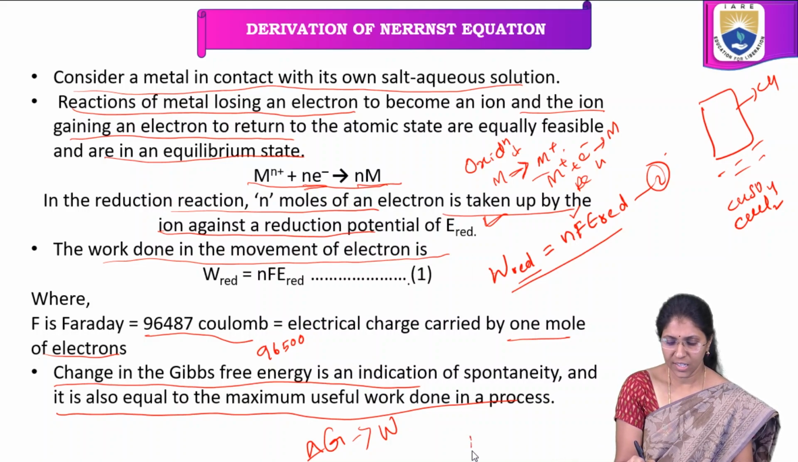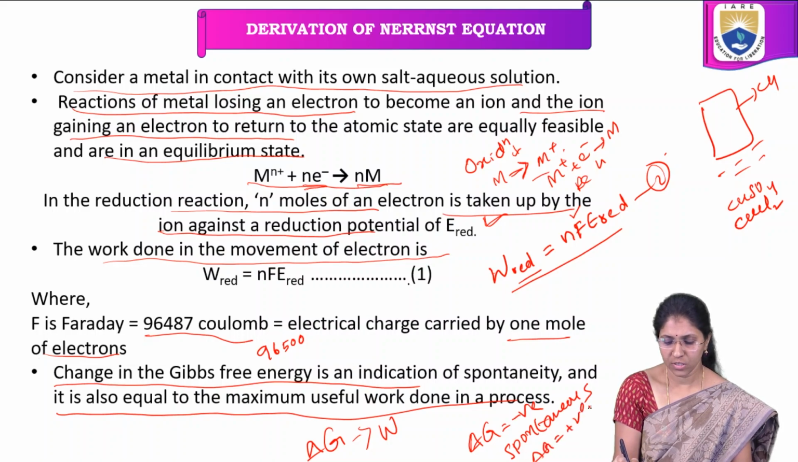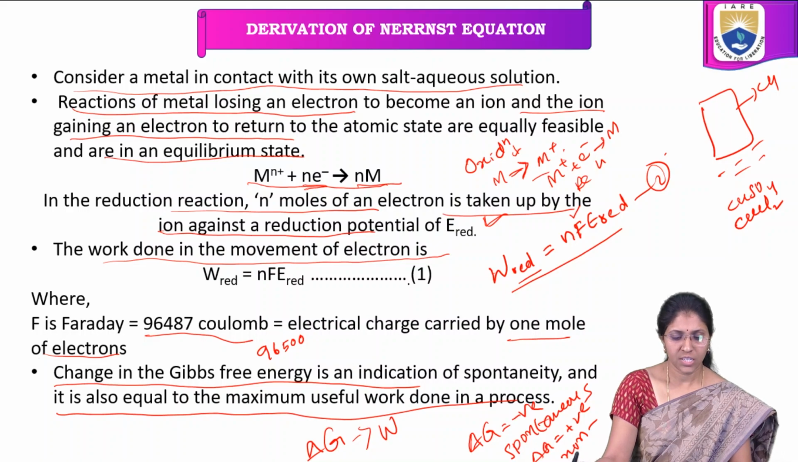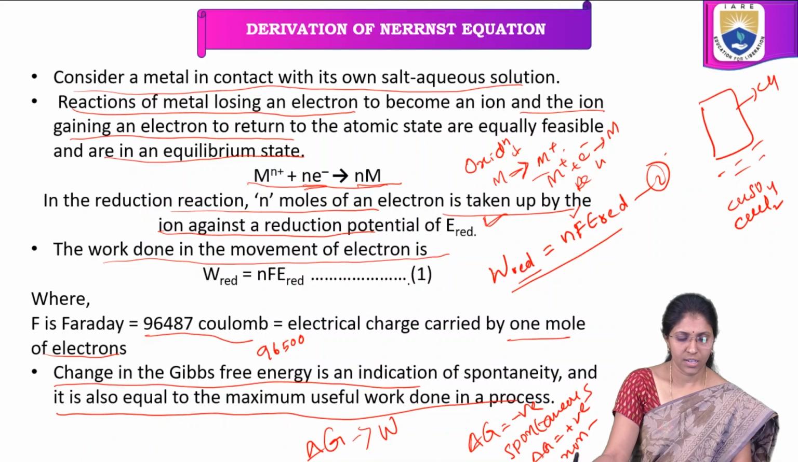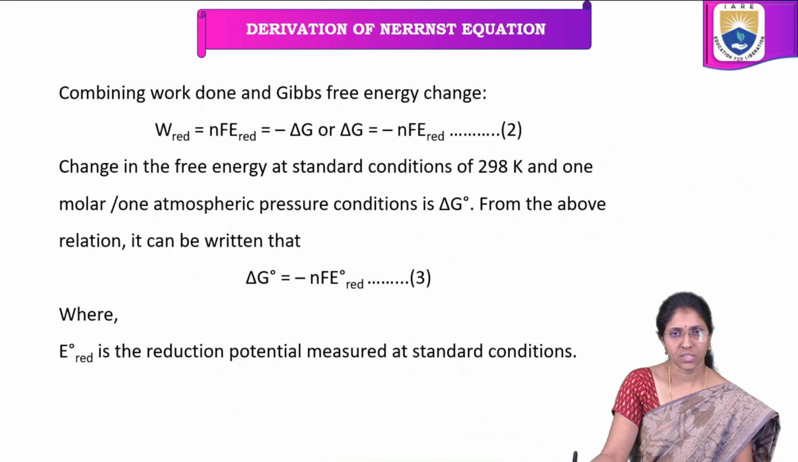We know that if delta G is negative, the reaction is a feasible or spontaneous reaction. If delta G is positive, it is a non-spontaneous reaction. So the change in Gibbs free energy is an indication of spontaneity, and it is equal to the maximum useful work done in the process.